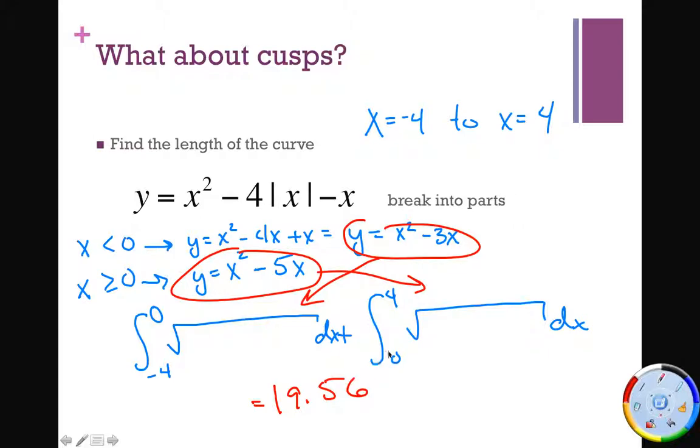All right, so that will take care of the entire section for 7.4. Three basic examples. Just make sure you understand the formula here, going the integral from a to b of the square root of 1 plus dy dx squared dx, or the other version with the y's.